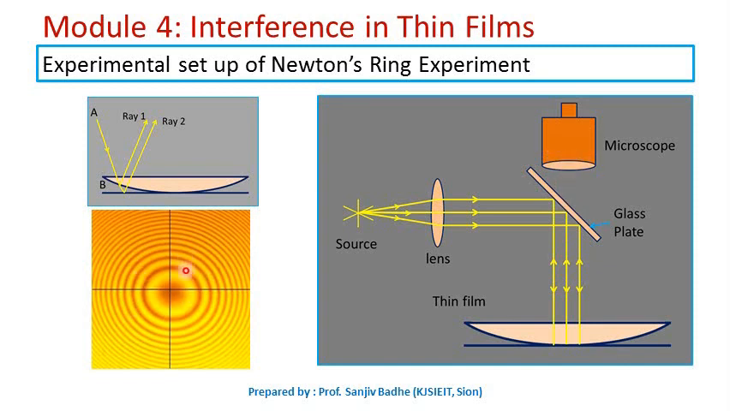So the interference pattern obtained in the Newton's ring experiment is shown here. It consists of alternately placed dark and bright rings. A dark ring means a minimum and a bright ring means a maximum.